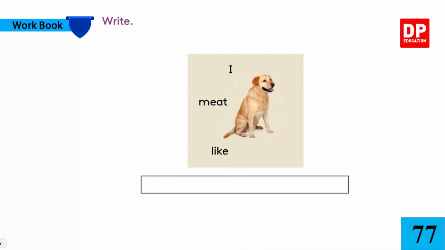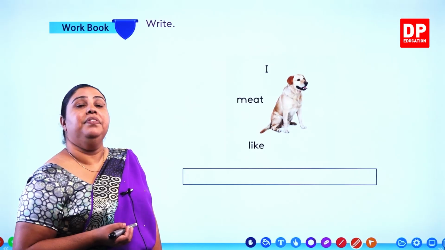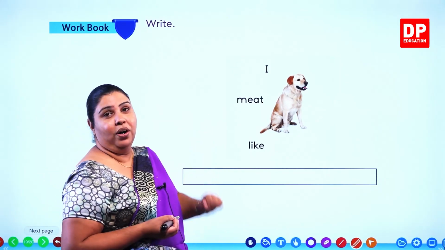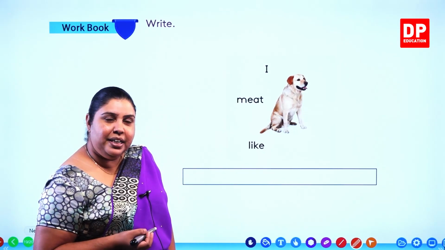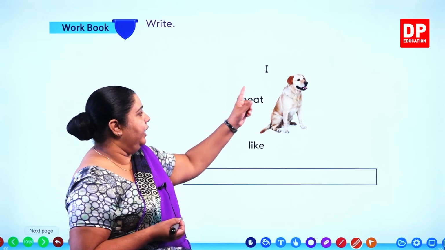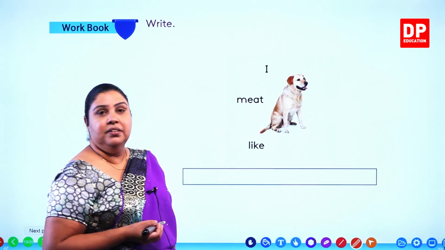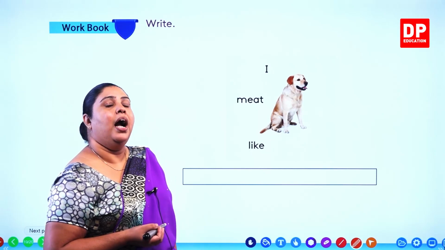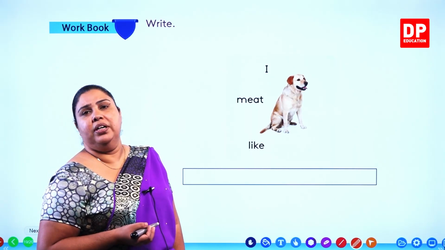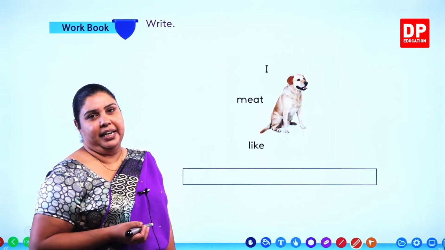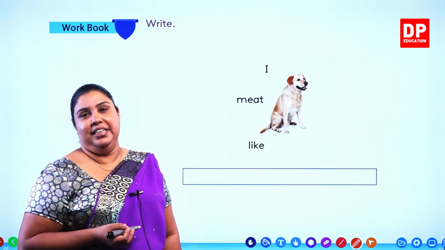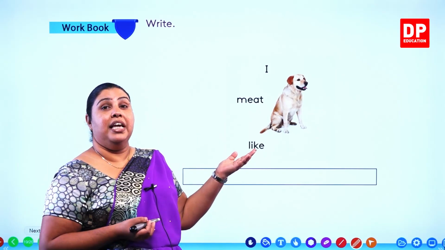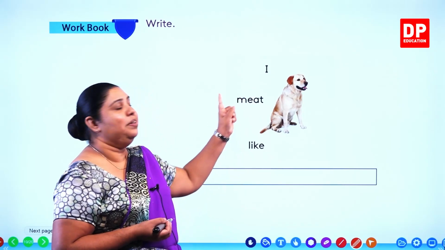We have to write. Now what do we have to write here? What can you see? We have our friend dog. Now there are 3 words here with the dog. Shall we read them and see what it says? I meet like. What is the dog telling us? I meet like. අපිට කියන්න පුළුවන්ද පුතේ I meet like කියලා. එහෙම කිව්වොත් ඒක wrong English. වැරදි නේද පුතේ? We have to say I like meat.